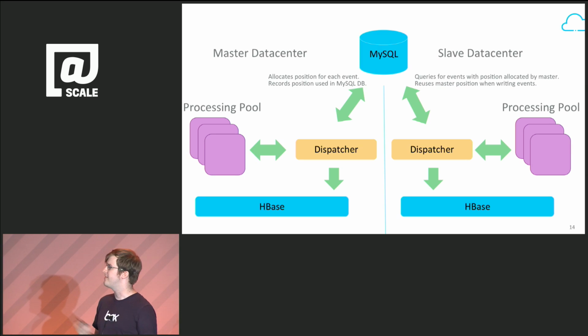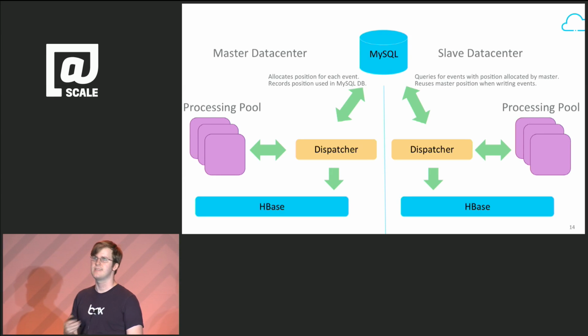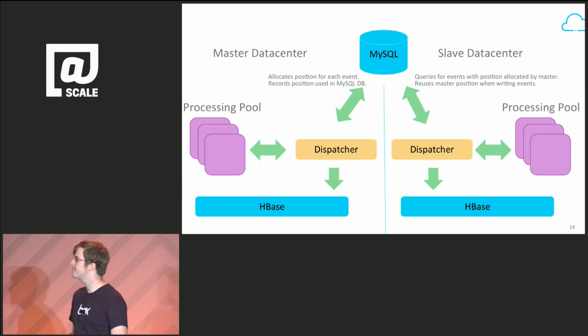When you do a master-slave switch, before the slave data center starts operating in master mode, it clears out any non-replicated events and resets them so that it will then allocate new positions for them.